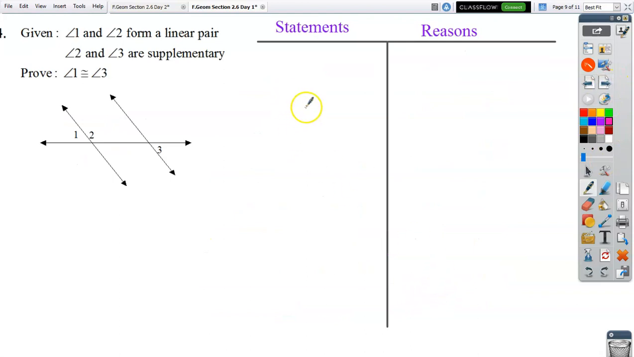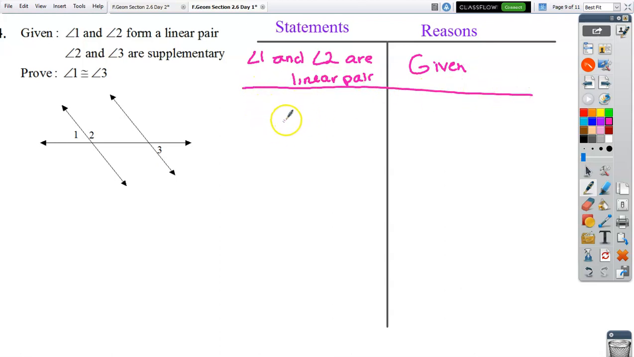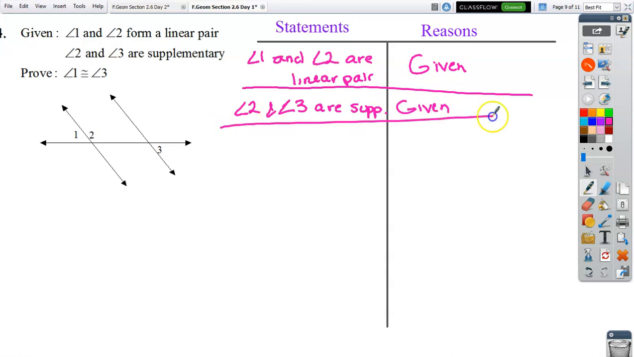Ooh, fun. Angle 1 and angle 2 form a linear pair. So again, first given: angle 1 and angle 2 are a linear pair. It's given. Our second given is that angle 2 and angle 3 are supplementary. Cool. Gosh, I hate those lines.